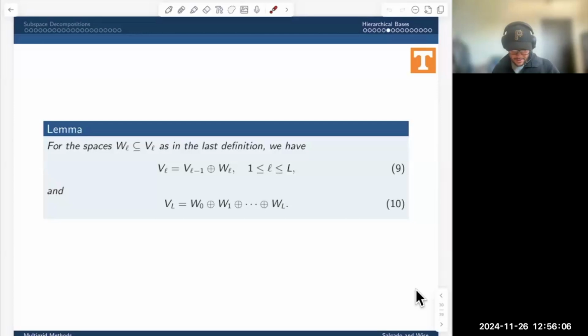Welcome back to Multigrid Methods. So we're still in chapter 9, talking about additive preconditioners based on the subspace decomposition approach.